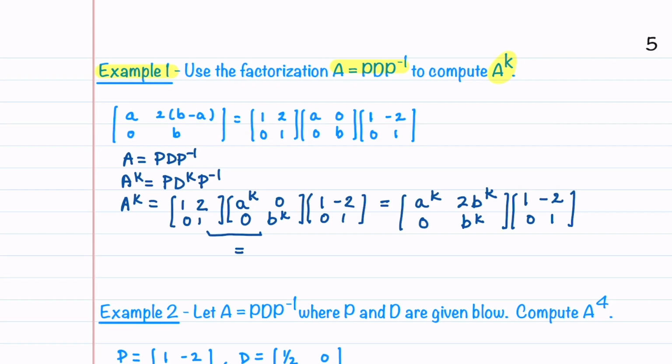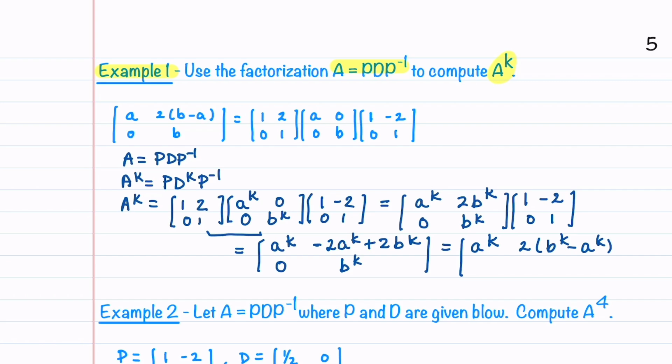Now we just have to multiply these two matrices. Our upper left entry is going to be A to the k. And then our upper right entry is going to have two terms in it. And it's going to be minus 2A to the k plus 2 times B to the k. In the lower left, we're going to get a 0. And then in the lower right, we're going to get a B to the k. We can simplify the term in the upper right, and we can write this as A to the k, and then pull out a 2, and we have B to the k minus A to the k. And then in the second row, we have a 0 and a B to the k. And this is our final matrix.